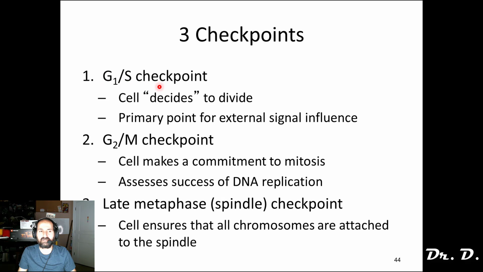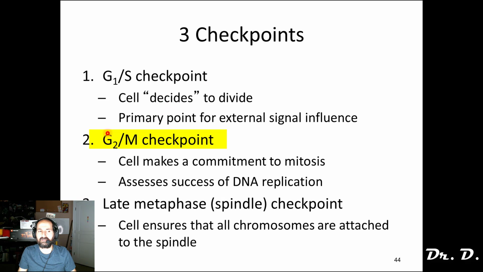There's the G1S checkpoint. That's the main checkpoint. I might even ask on the exam which one of the three cell cycle control checkpoints is the main one, where the cell actually decides to divide. You should know that that's the G1S checkpoint. That means there's a checkpoint between G1 of interphase and S of interphase. At the end of G1, before the DNA gets copied, there's the G1S checkpoint, where the cell decides to divide.